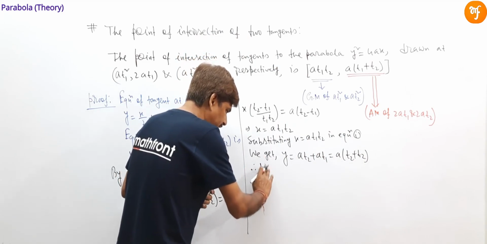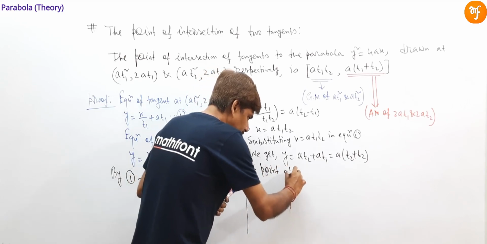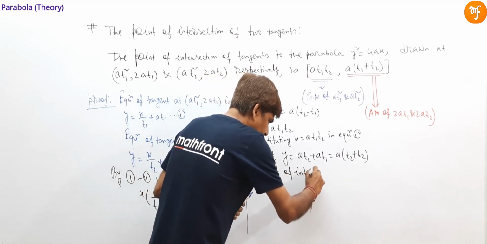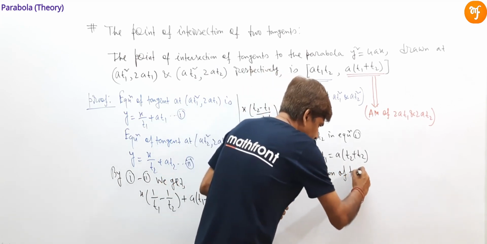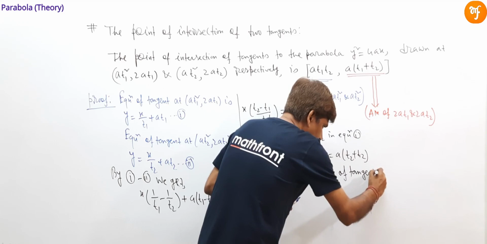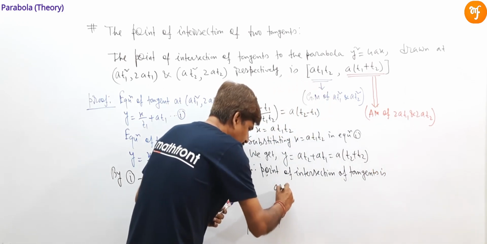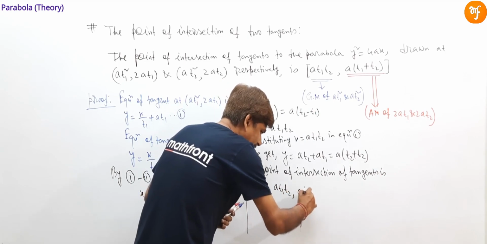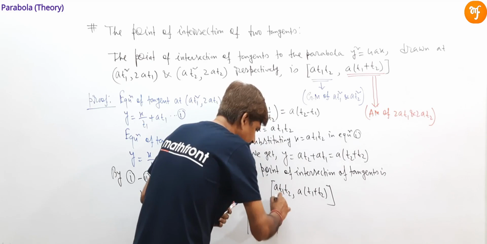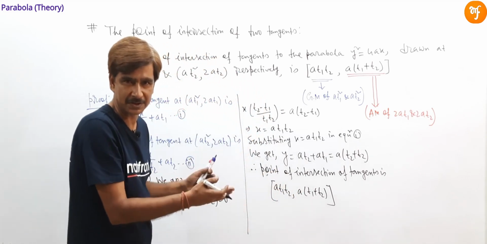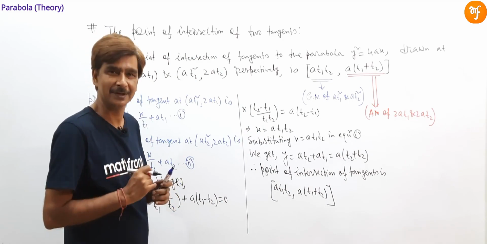So therefore, the point of intersection of tangents is (at1t2, a into t1 plus t2). Okay, clear? I think it is very easy. So now come to the next concept of the parabola.